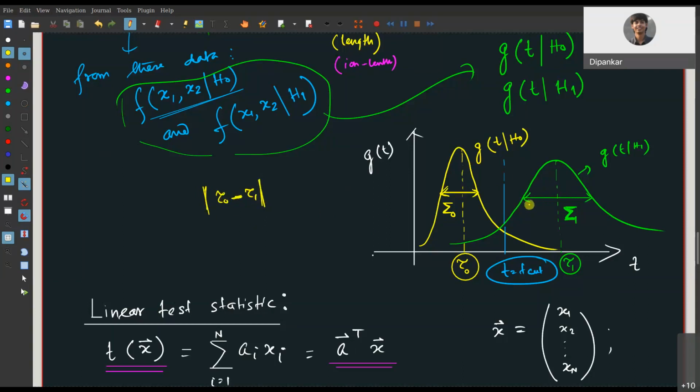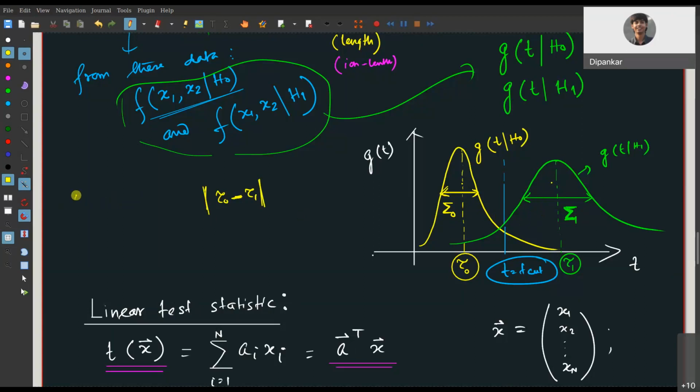If my test statistic is such that the separation between these two peaks is maximized, and also if the individual distributions are narrow enough, then the extent of overlap with the other will be less. And if this is narrow, then the extent of overlap of this green curve with this would be the same. So I am trying to reduce my sigma 0 square and sigma 1 square. All right.